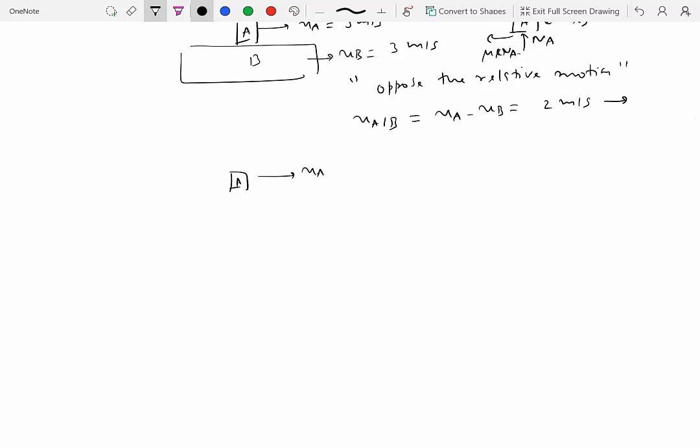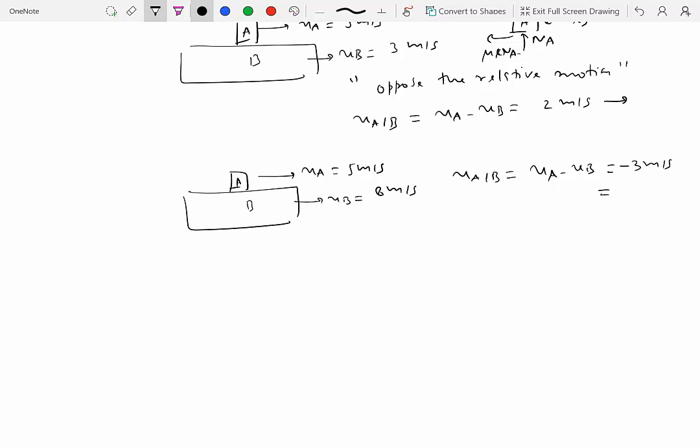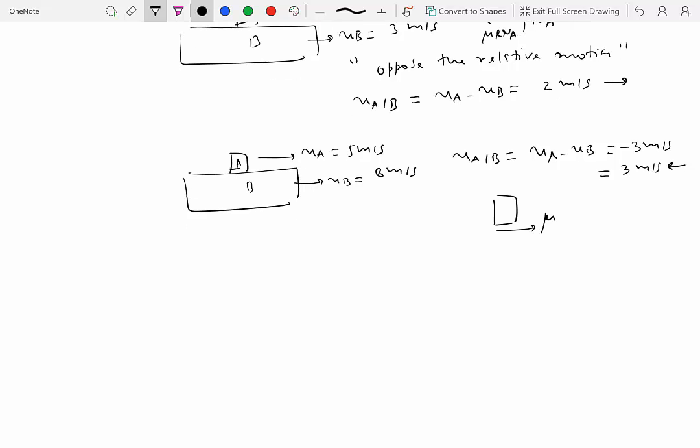Okay, now let's change this slightly more. So A is still moving at 5 meters per second, but B now is not moving at 3 meters per second, but it's actually moving at 8 meters per second to the right. Now what happens? Well, now you can see that the velocity of A with respect to B, which is VA minus VB, is nothing but minus 3 meters per second, right? Which means that in terms of magnitude, it's 3 meters per second towards the left. So A is actually moving towards the left with respect to B, right? So this would be the direction of the friction force on A in this case. So you always have to look at the relative velocity, and that will tell you what the direction of friction force should be.